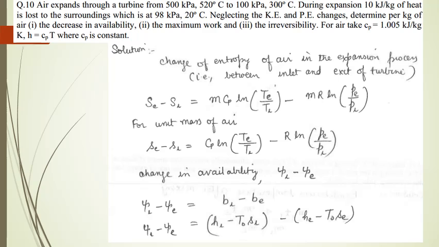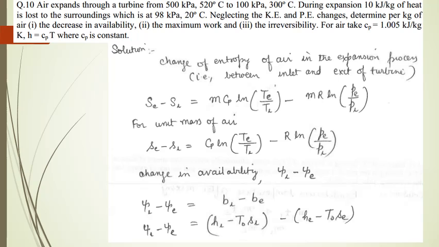Air expands through a turbine from 500 kilopascal 520 degrees Celsius to 100 kilopascal 300 degrees Celsius. During expansion, 10 kilojoule per kg of heat is lost to the surroundings, which is at 98 kilopascal and 20 degrees Celsius. Neglecting the kinetic energy and potential energy changes, determine per kg of air the decrease in availability, the maximum work, and the irreversibility. For air, take the value of Cp as 1.005 kilojoule per kg per Kelvin, and enthalpy has to be calculated by using Cp into T, where Cp is constant.